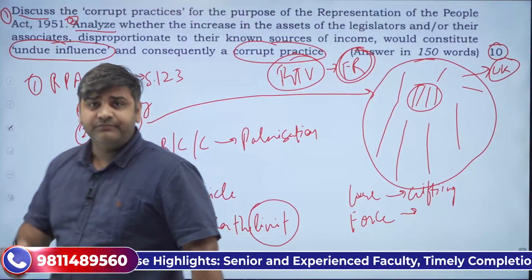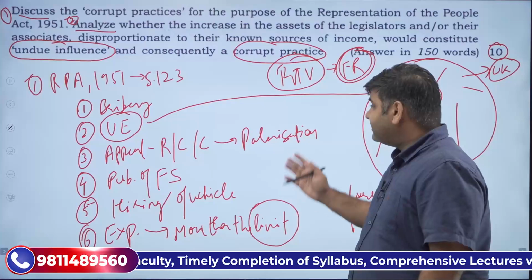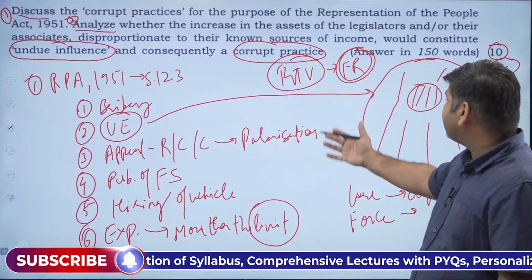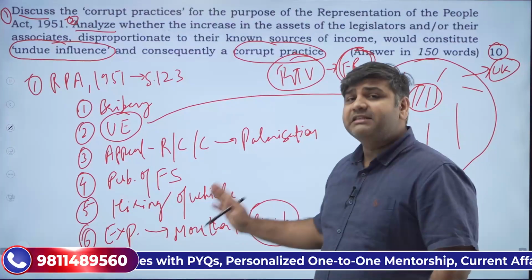A way forward, okay, so that greater protection can be given to voting rights by the courts. This is something which you can write in your answer and get better marks. In 150 words, this answer can be written.